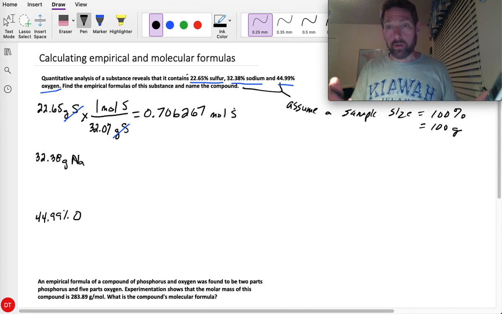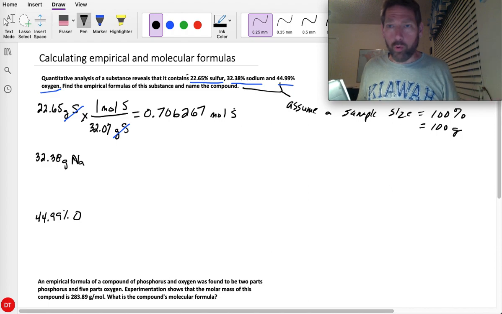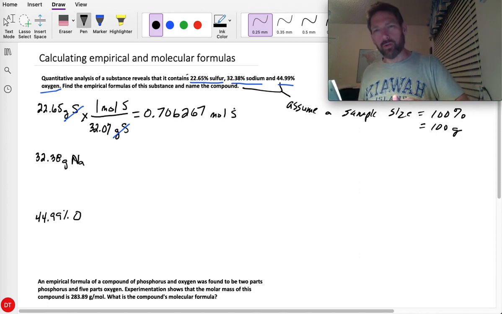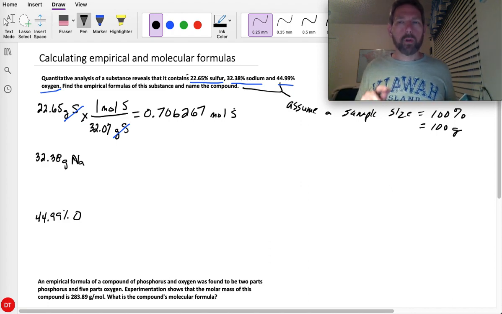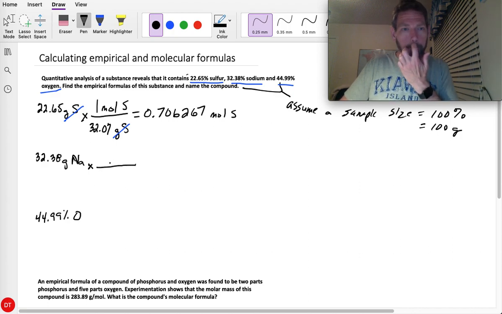Now, you've never seen a formula where we write 0.7 in a formula. You don't write H 2.4 O 0.9, right? We don't do that for water. We just say H2O and the one's understood, right? So we're going to have to do something with that number, but we're going to get there. Let's just go through this with everything right here. Let's just follow this process for all of these.